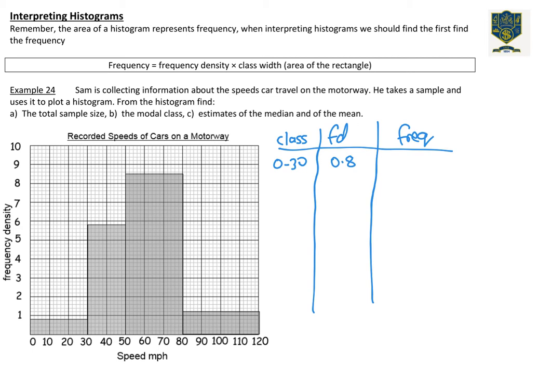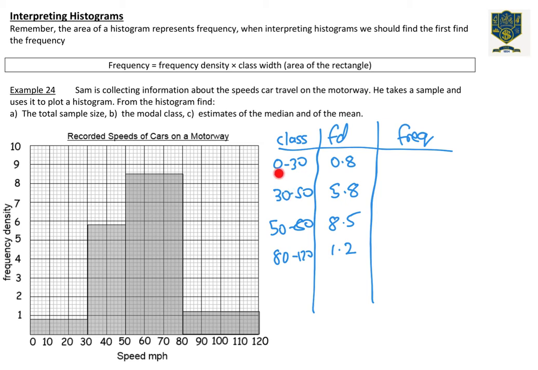The next one is 30 to 50, and the frequency density is 5.8. Then we have 50 to 80 with a frequency density of 8.5. And then 80 to 120 with a frequency density of 1.2. So to work out the frequency, remember it's the frequency density times the class width.